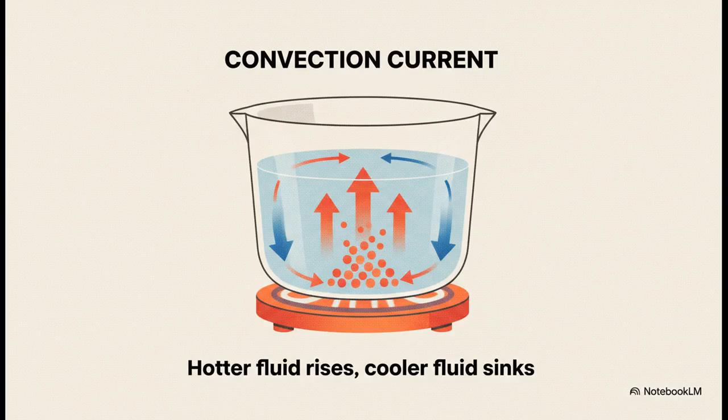Next is convection, and this happens in liquids and gases, what we call fluids. Here, the particles themselves actually move. When you heat a fluid, say water in a kettle, the water at the bottom gets hot, it expands, becomes less dense or lighter, and it rises up. Then the cooler, denser water from the top sinks down to take its place, gets heated, and rises up too. This creates a cycle, a circular flow, called a convection current.